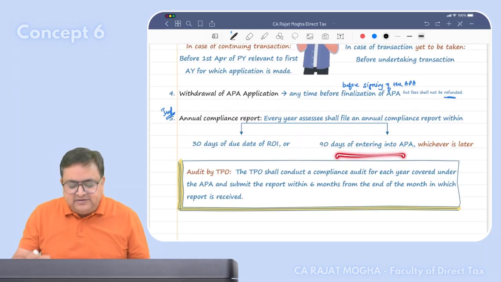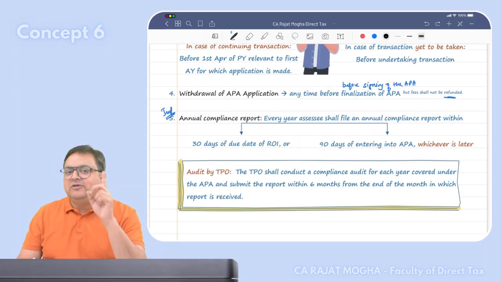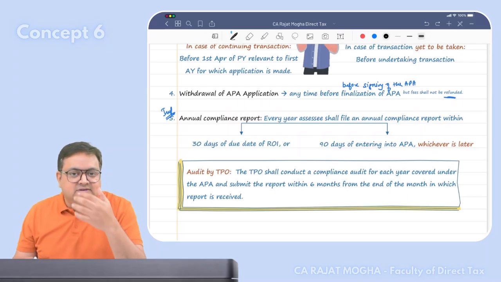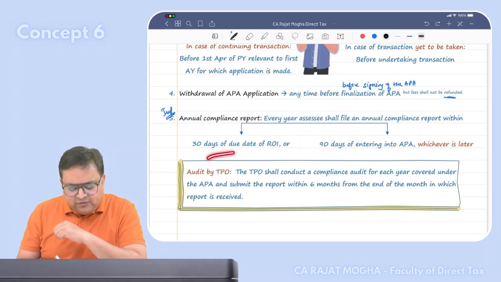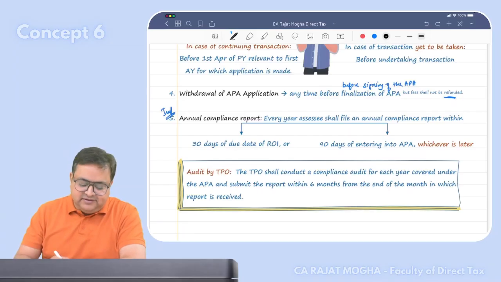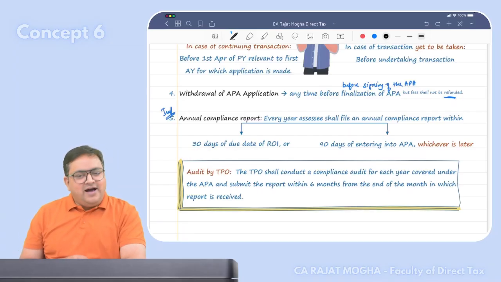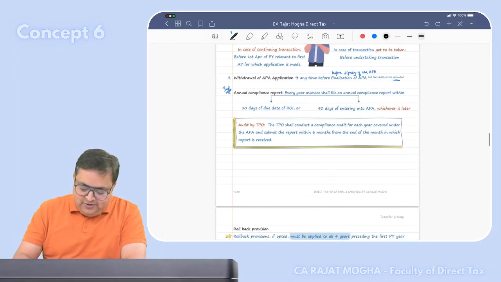Got it? Why is 90 days written? Generally, practically, this would be mostly applicable for the first year, because in the first year there might be chances that the APA came late. But from the second year onwards, it will be this. Are you understanding it? Okay.